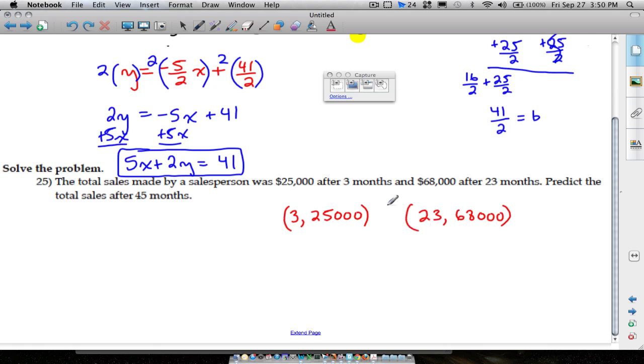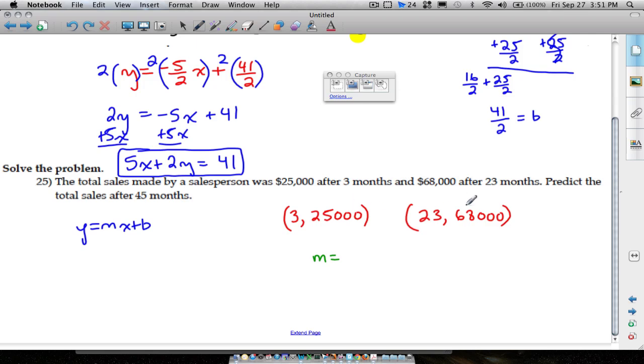So we have 2 ordered pairs. We want to predict the sales after 45 months. We need to find an equation using these 2 points. Well, to find an equation, we need a slope, and we need a y-intercept and all that stuff. So we're going to go through the same motion, y equals mx plus b. But we need to find m, that way we can plug it into here. So let's find m using these points.